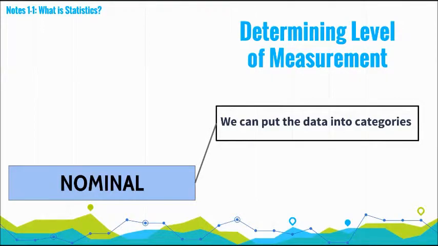We can have ethnicity. We can talk about skin color. We can talk about hair color. Those things that we can put into different categories are going to be the nominal layer. So we can put data into categories.